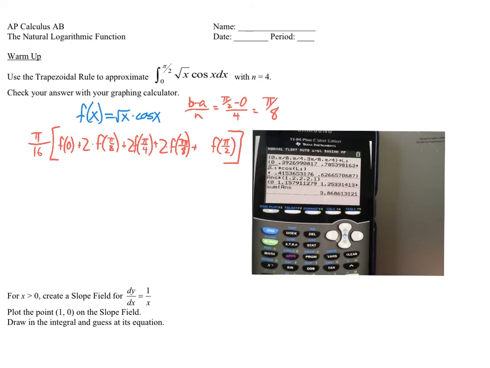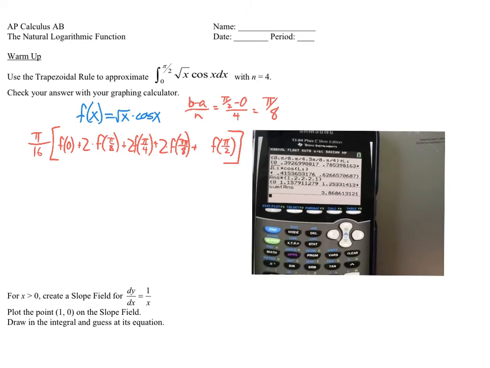Okay? So now we can multiply that. We've got the pi over 16 times 3.8686 times pi divided by 16, and we get 0.7596. Okay?